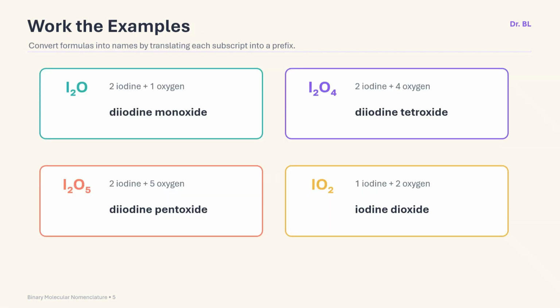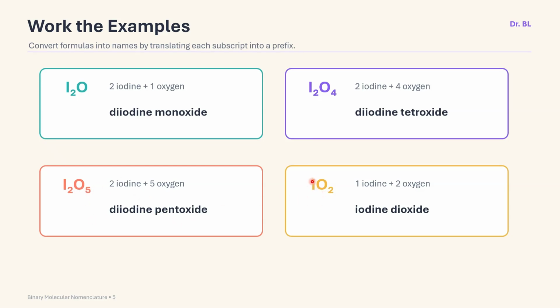These are some worked examples. I2O, you can see iodine and oxygen are the two nonmetals, two iodine atoms and one oxygen. This is diiodine monoxide, omitting the first vowel. Here I2O4, two iodine atoms, and tetra means four oxygen atoms. Diiodine tetraoxide becomes tetroxide, again omitting the first vowel. This is diiodine pentoxide. Pentaoxide becomes pentoxide.